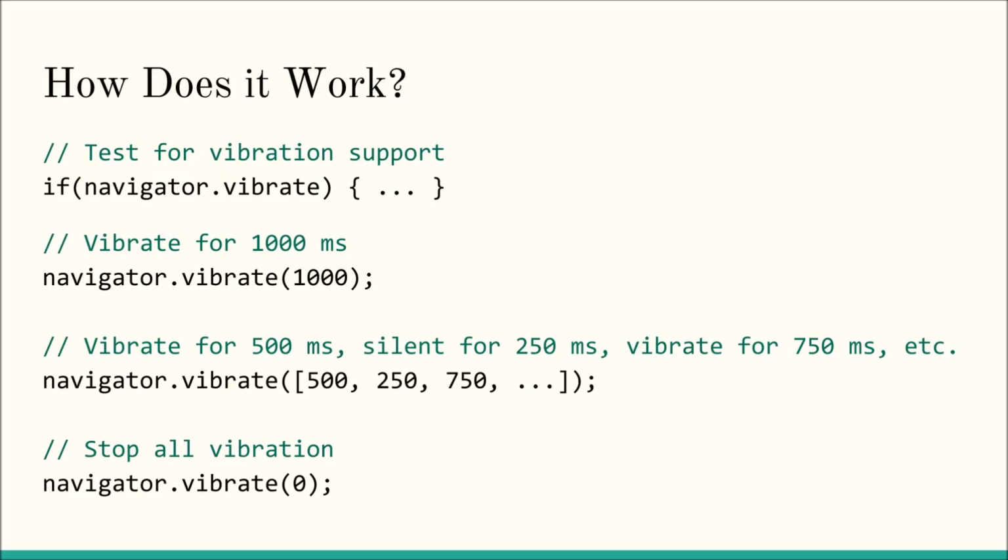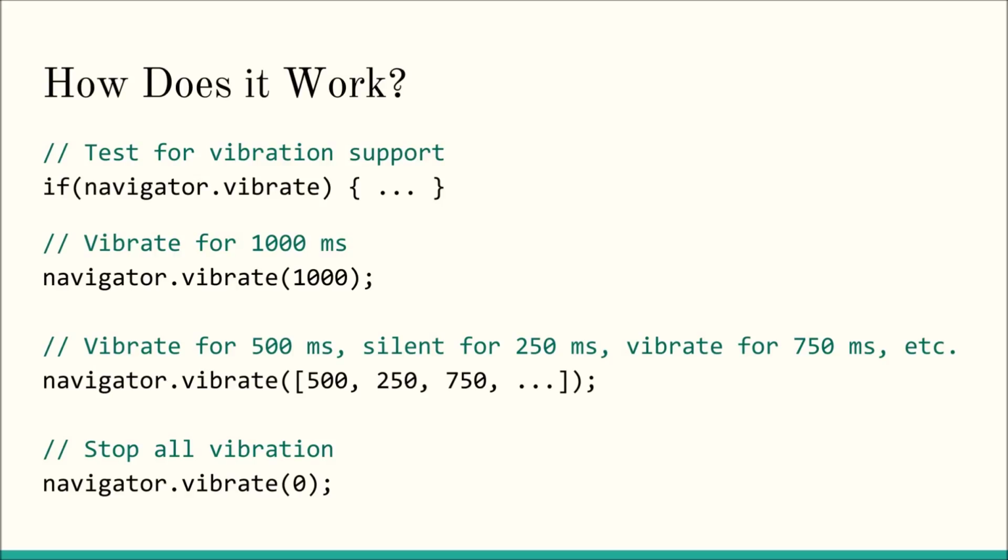So how does this work? Well, first you're going to want to test if you actually have vibration support. That's really simple. Just check navigator.vibrate. If that evaluates to true, then you have vibration support. If you just want to vibrate once and stop, let's say for 1 second, it's navigator.vibrate and you pass in the number of milliseconds that you want it to vibrate.